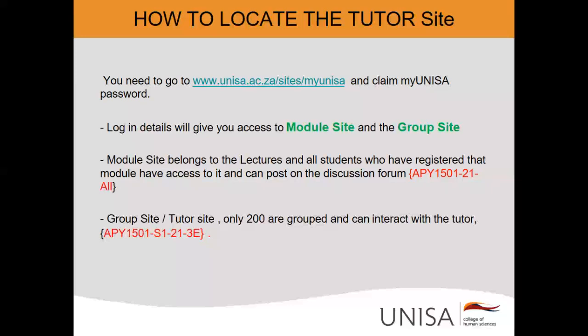Then how do you identify that this is a module site? A module site will be identified by a short code. When you log in on myUNISA, on the top bar, when you go to modules, you should be able to see the codes of all the modules that you have registered for. For example, if you have registered for the first year anthropology module, then the code for the module site for that particular module will be APY1501-21. The 21 represents the year, which is 2021. And then you will see dash all. That all there in red represents semester 1 and semester 2, both combined.